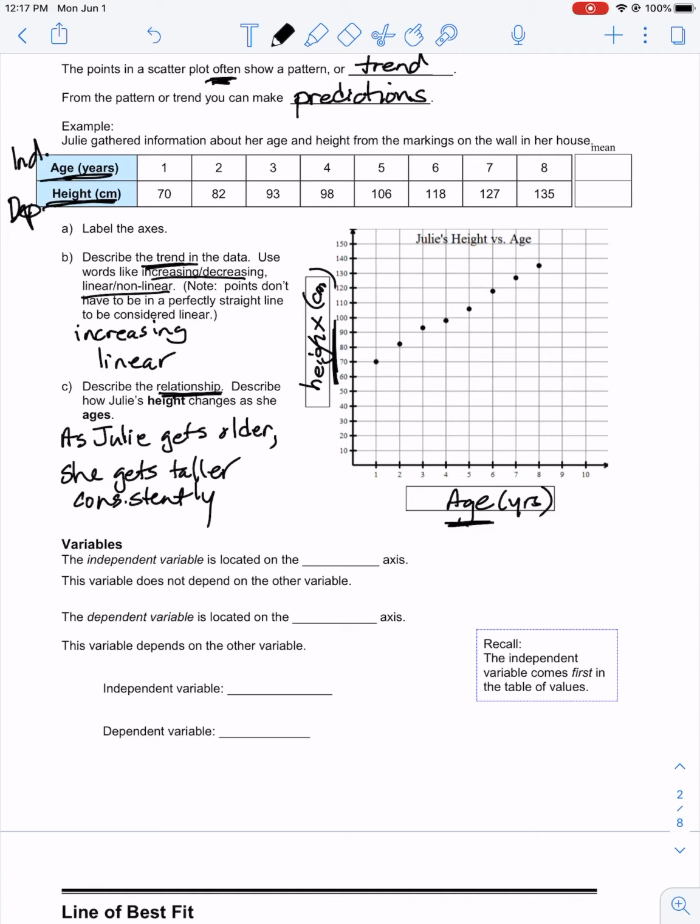The independent variable is located on the x-axis. I already said that. This variable does not depend on the other variable. The dependent variable is located on the y-axis. This variable depends on the other variable. In this case, the independent variable is age, and the dependent variable is height.